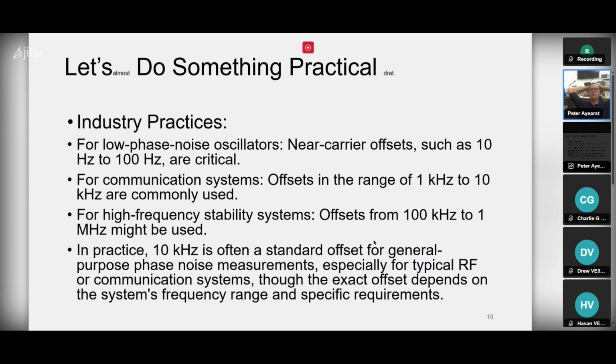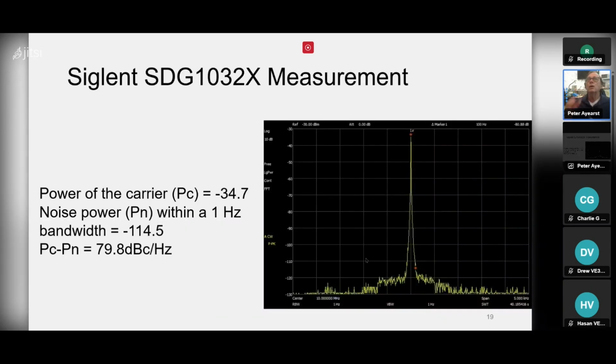Whenever I look at phase noise, not that I look at it a lot, boy, you don't have to go anywhere near a megahertz and it's all gone in the noise. So when I was doing a couple of measurements, I was within a kilohertz of the carrier. I took the Siglent 1032X and made some measurements, and through the steps that I just highlighted, I came up with a number of minus 79.8 dBc per hertz. And I thought, well, okay, that's pretty good. It seemed too easy, but that's what I came up with.